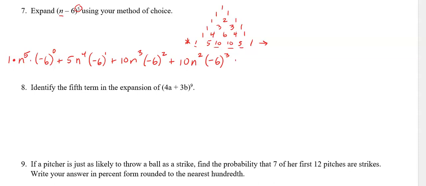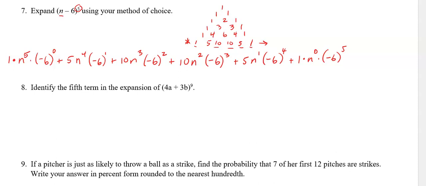Next number in the row is 5. n drops down to the 1st, -6 goes up to the 4th. And then finally, 1 gets multiplied times n to the 0, and that gets multiplied times -6 to the 5th. All right, so here we go.